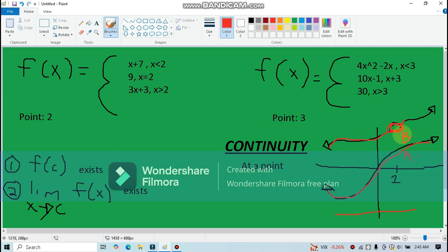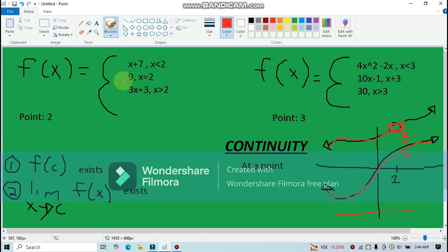Now, I was given these two problems, two piecewise functions in fact. f of x is equal to x plus 7 when x is less than 2, 9 when x is equal to 2, and 3x plus 3 when x is greater than 2. How do we know if this piecewise function is continuous?